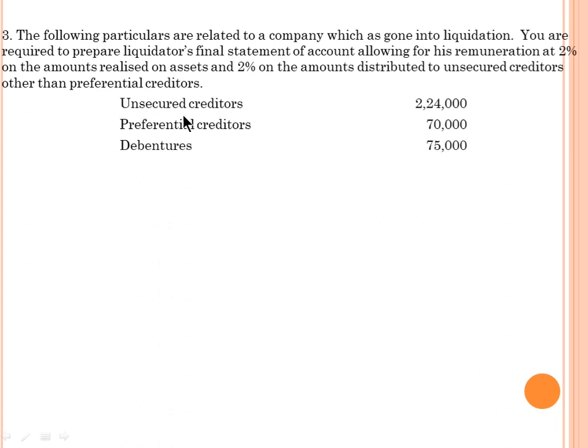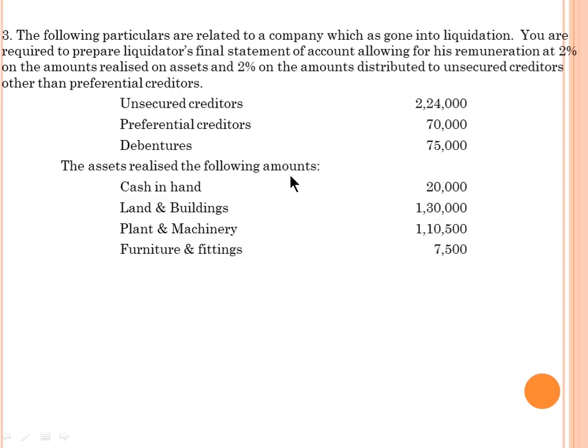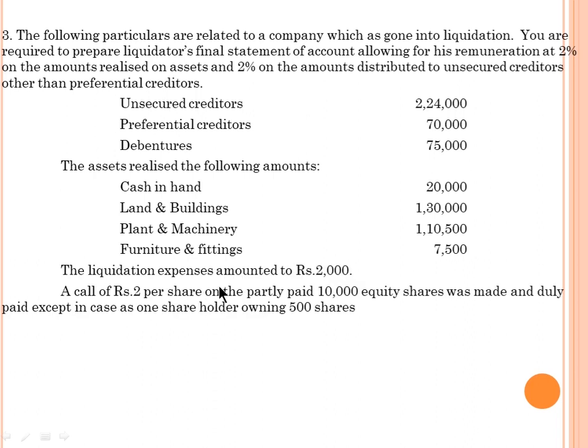Unsecured creditors are given as 2,24,000, preferential creditors 70,000 and debentures 75,000. Assets realized the following amounts: cash in hand 20,000, land and building 1,30,000, plant and machinery 1,10,500, and furniture and fittings 7,500. Liquidation expenses of 2,000 rupees are given, and a call of 2 rupees per share on the partly paid 10,000 equity shares was made and duly paid except in the case of one shareholder owning 500 shares. So except the one owning 500, for the rest of the 9,500 shares we received call money.